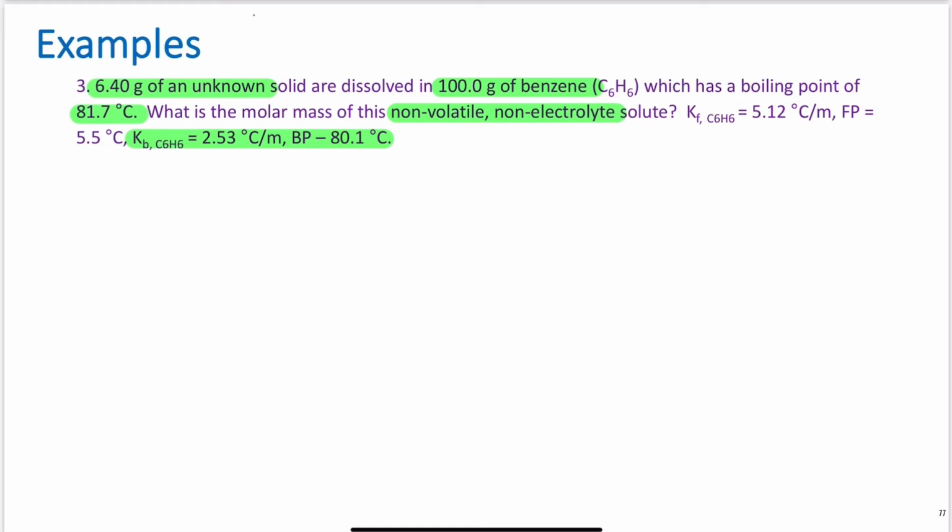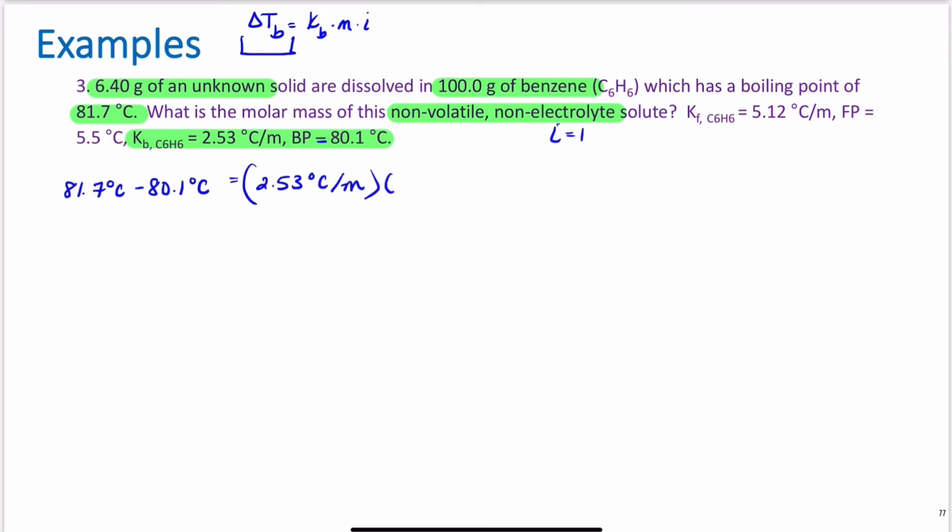Because it's a boiling solution, I know delta T_b equals Kb times m times i. I know Kb. I know i, it's a non-electrolyte, so i equals 1. And I know the change in temperature of the boiling point. That should be an equal sign here, not negative. 81.7 degrees C minus 80.1 degrees C, that's this portion, equals 2.53 degrees C per molal times the molality times 1.